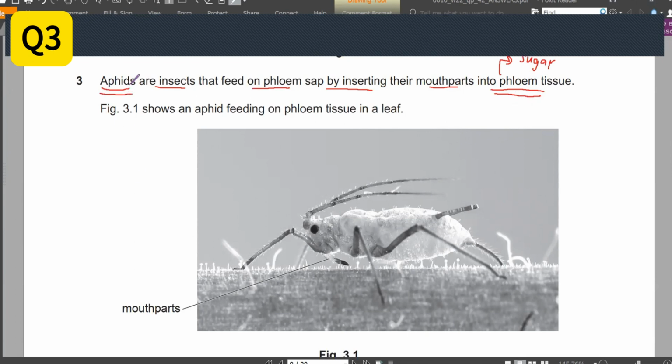So the aphids basically get access into the phloem by inserting their mouth parts into the phloem so that they can get to the sugar. So here we have a picture showing an aphid feeding on phloem tissue in a leaf.